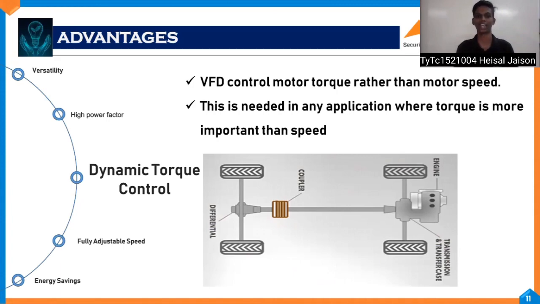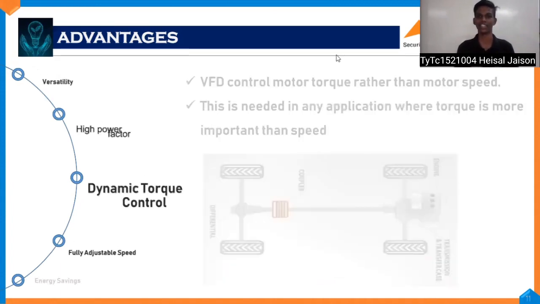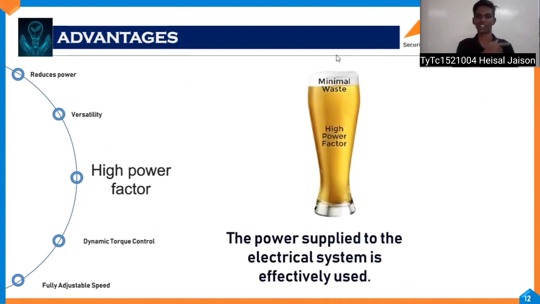And the next advantage is high power factor. A VFD has a high power factor. As you can see in the picture below, the more juice it contains, the smaller the bubbles are. It refers to VFDs also. The energy we are giving, with minimum waste, it is using everything. So it has a high power factor.